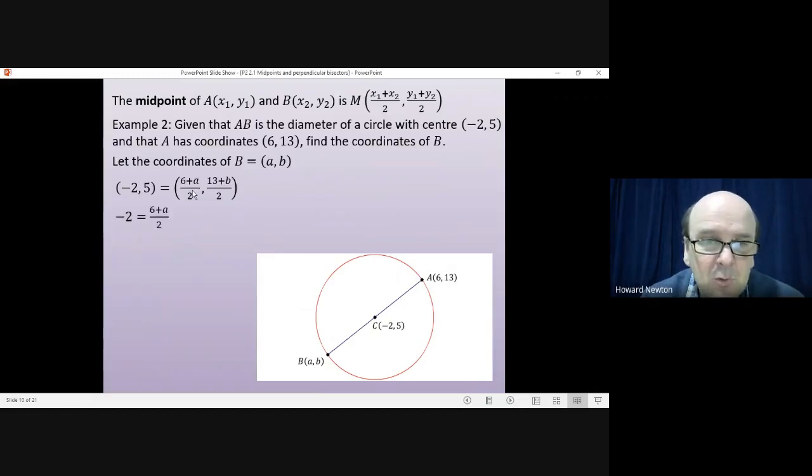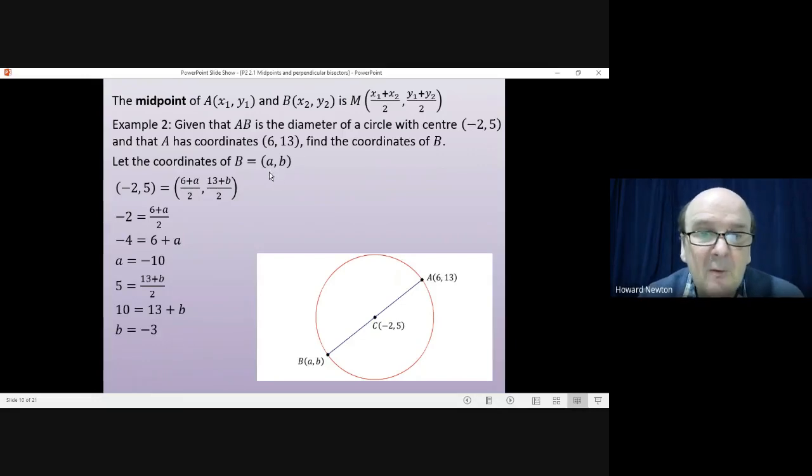Looking at the x-coordinate, that means minus 2 must equal 6 plus a over 2. We just solve that. Gives us minus 4 is 6 plus a, which means that a is minus 10. Then we do the same for the y-coordinate. So 5 must equal 13 plus b divided by 2, which gives us 10 is 13 plus b, which means b equals minus 3. Now I know the coordinates of the point B. So capital B has coordinates minus 10, minus 3.